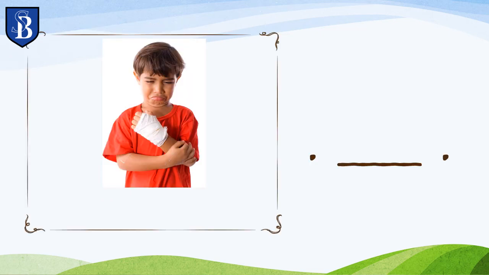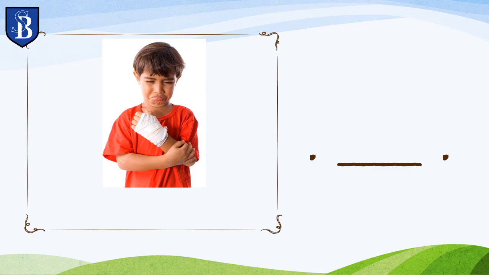It's time to write some words using the UR digraph. What do you think this might be a picture of? Remember, we're thinking of words that include the sound. This little boy is hurt. Can you write the word hurt? It has 2 sound buttons and a sound line and 4 letters.